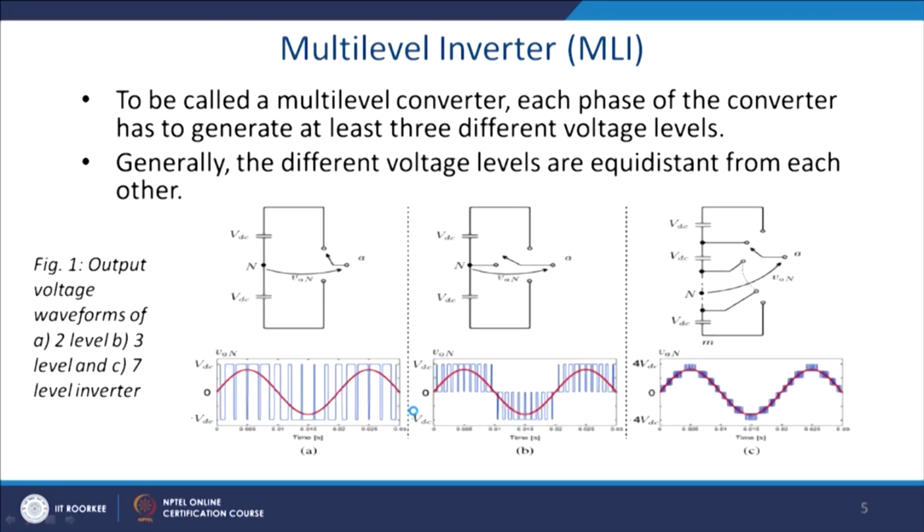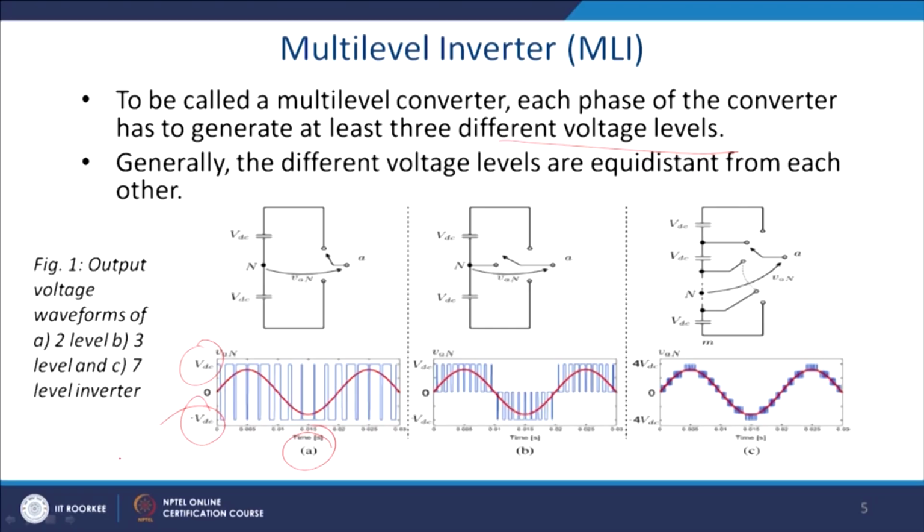Now, this is an example of it. We call it a multi-level inverter when each phase of the converter has to generate at least 3 different voltage levels. Generally this is the first one, you can see that it generates plus VDC and minus VDC. We have discussed the unipolar PWM and bipolar PWM; this is the bipolar voltage. So, either the voltage switches to plus VDC or minus VDC.